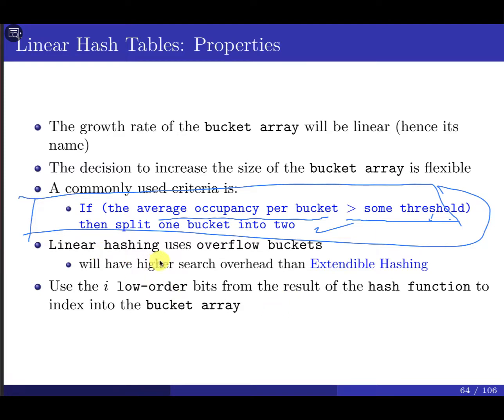Okay? We do have an overflow. If you compare this with extendable hashing, we don't have an overflow there. Here, the price we have to pay in order to increase the size of the bucket linearly is that we must have what's called an overflow, because I have to wait until this condition is satisfied. The criterion is violated when, generally speaking, the average occupancy is greater than the threshold. In that case, I have to split.